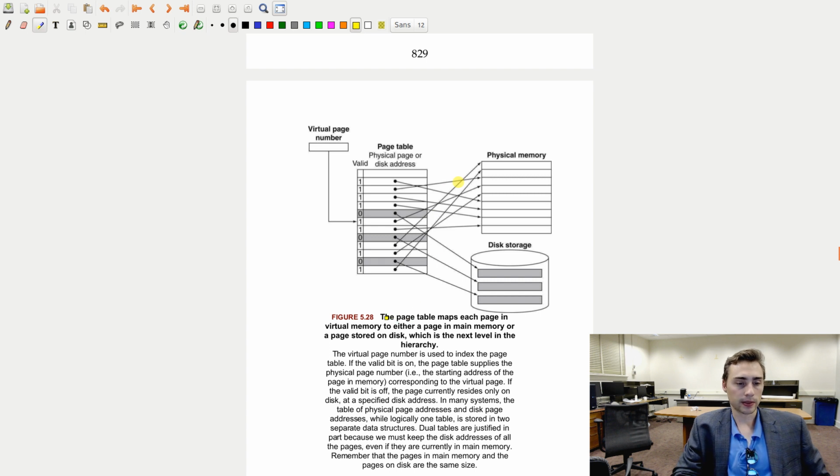Here we should see how a page table maps each page in virtual memory to either a page in main memory or a page stored on disk, which is the next level of the hierarchy. If the valid bit is 0, it's invalid. All the invalid entries are located on disk storage. So in this case, our swap space would be 3 blocks of memory. And then everything in here is valid.